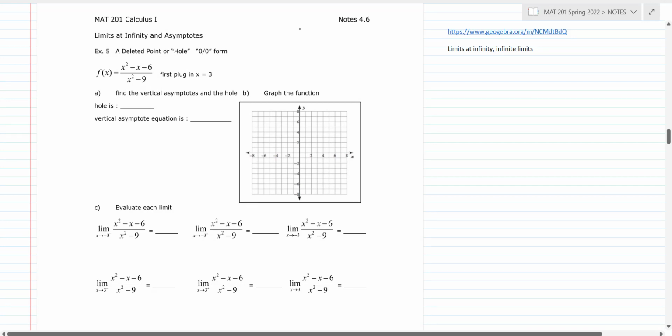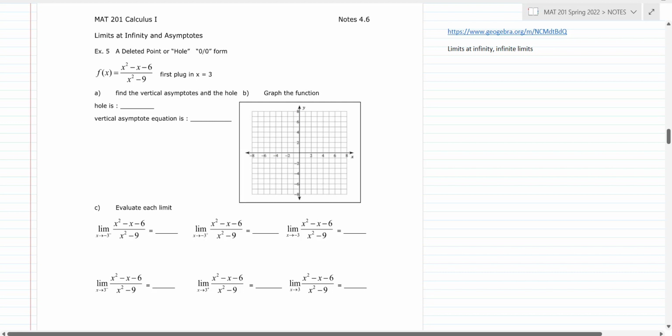The first part of the video is going to talk about limits at a vertical asymptote. We call these infinite limits because their answers are at infinity or negative infinity. This is another situation where you get a deleted point or a hole, and you have a 0 over 0 form on your limit.